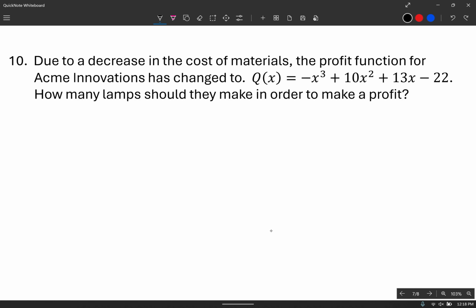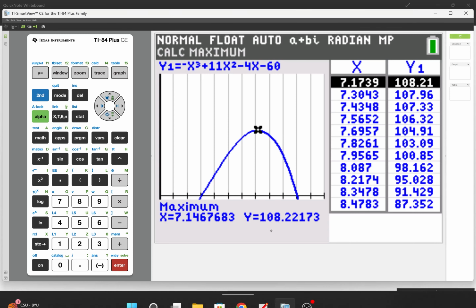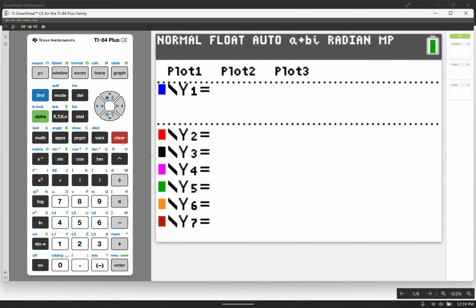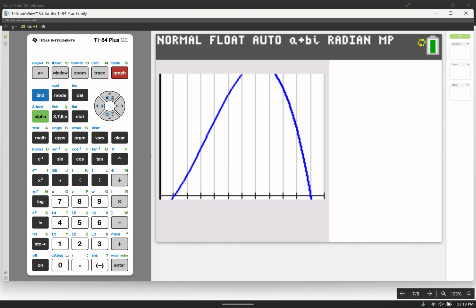All right, due to a decrease in the cost of materials, the profit function has changed. How many lamps should they make in order to profit? Okay, now to profit, that means that my y value is positive because that's the profit. So let's go ahead and graph this new equation. So we have negative x to the third plus 10x to the second plus 13x minus 22. My thing should be good.